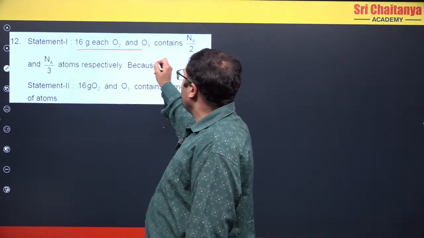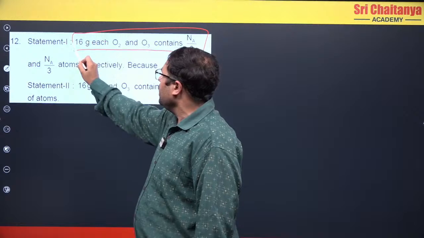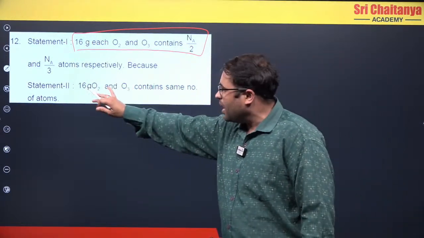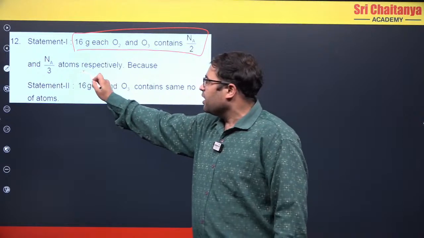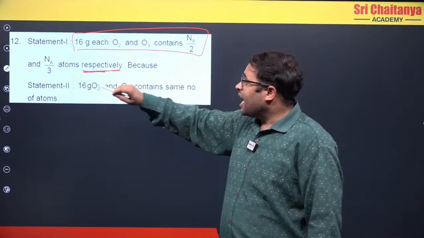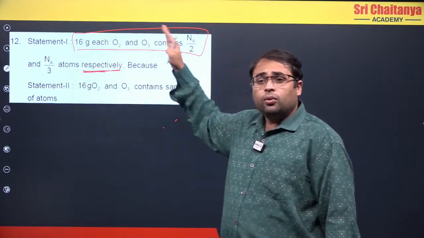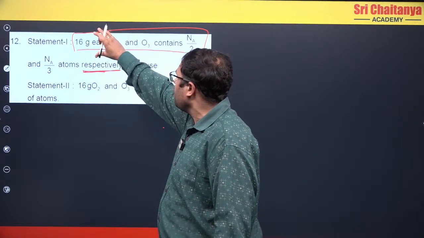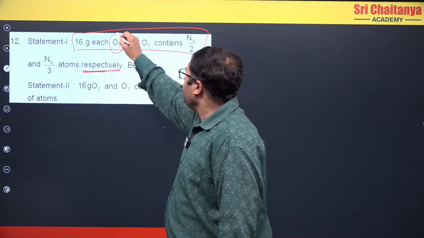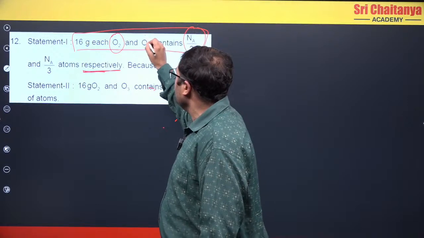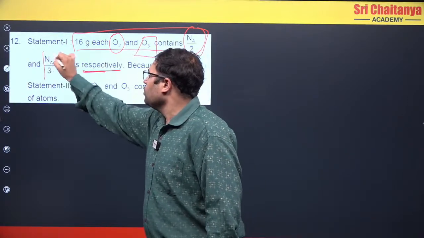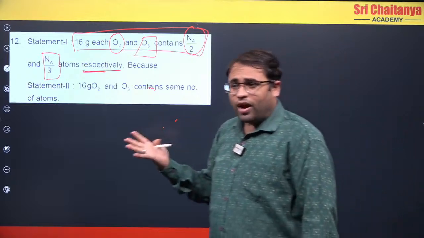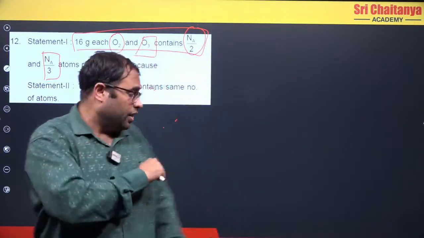16 gram each of O2 and O3 contains Na/2 and Na/3 atoms respectively. Respectively means in the order in which it has come, right? So 16 grams they are talking about for this O2, they are referring to this, and for this O3 they are referring to this, right? So we have to calculate the number of atoms. So now let us calculate the number of atoms.